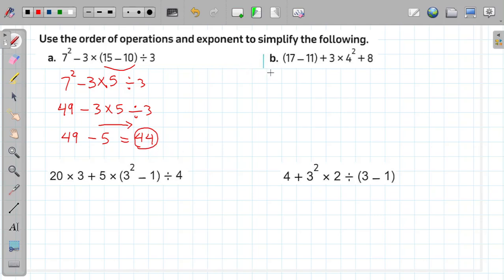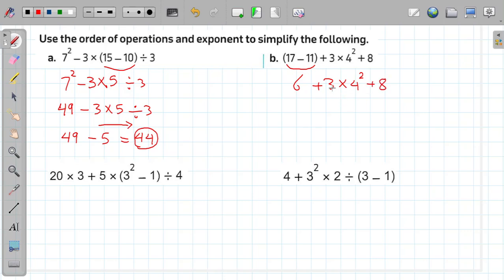The second one here is parentheses 17 minus 11, and outside we have plus 3 times 4 to the second power plus 8. Okay, first we do what's inside the parentheses. So 17 minus 11 equals 6, plus 3 times 4 to the power of 2 plus 8.